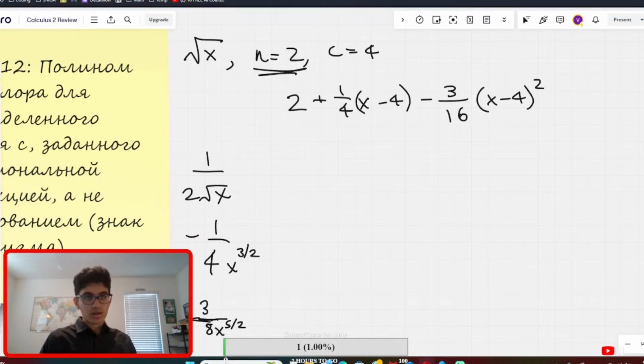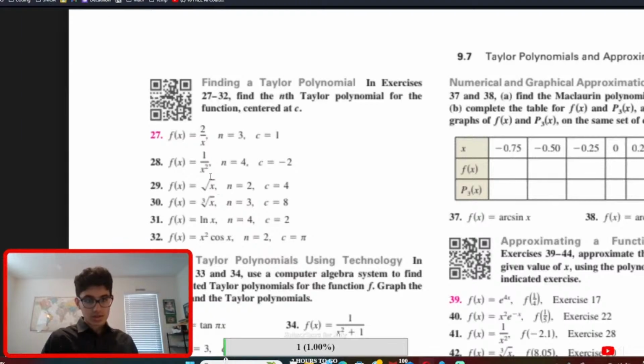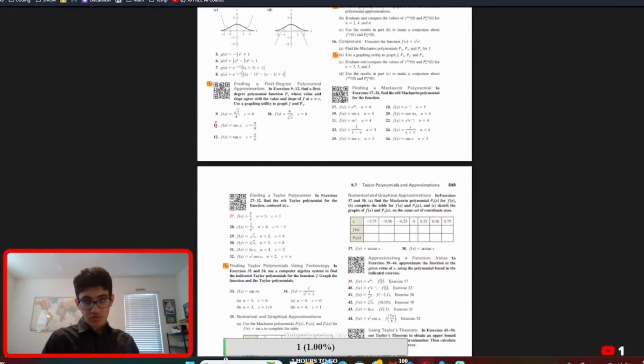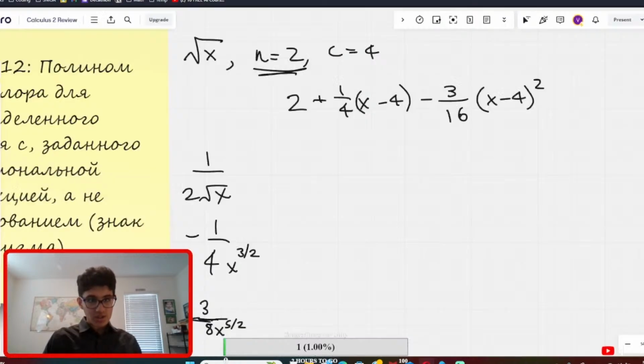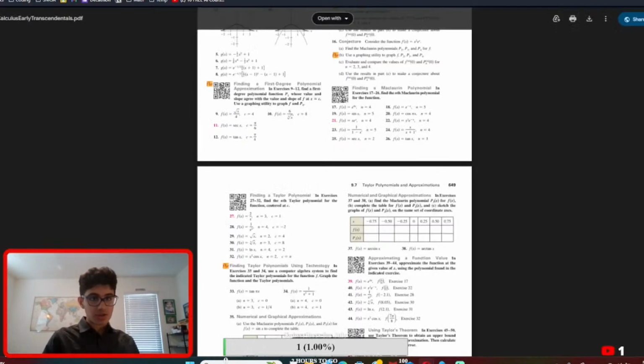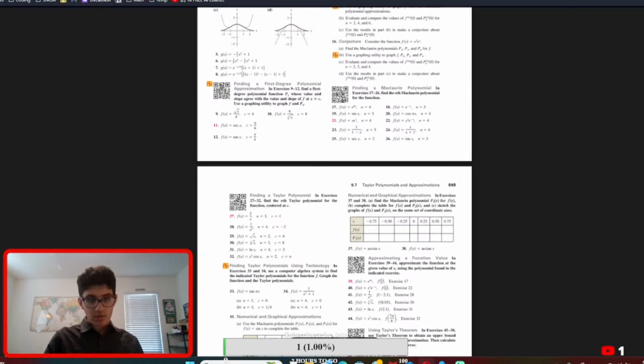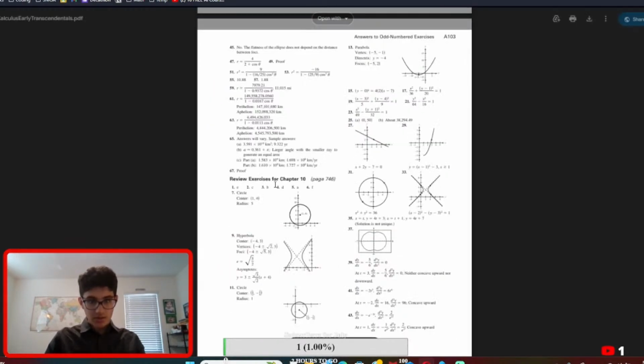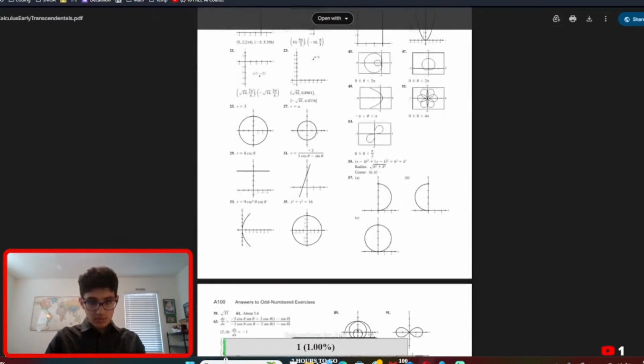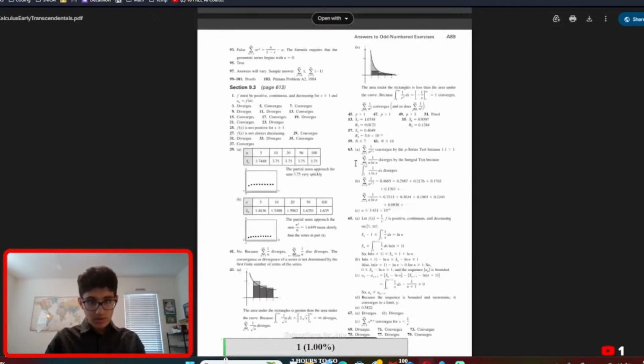Yeah, that seems right. So what question is this? This is question 29 for 9.7. 9.7 is on 668, so I can come back quickly. I'll just write that down. So what is it? It's question 9.7, 29. So let's go to 1250. Let's go over there. 12, maybe 1236.